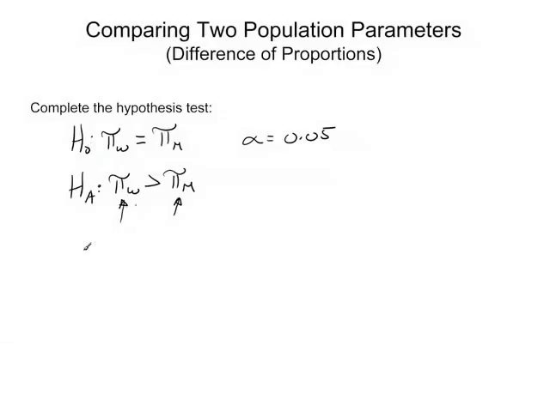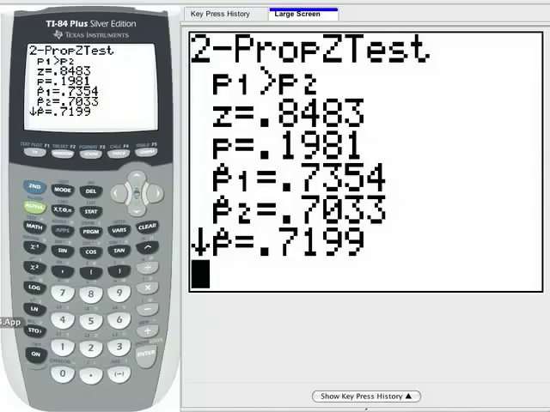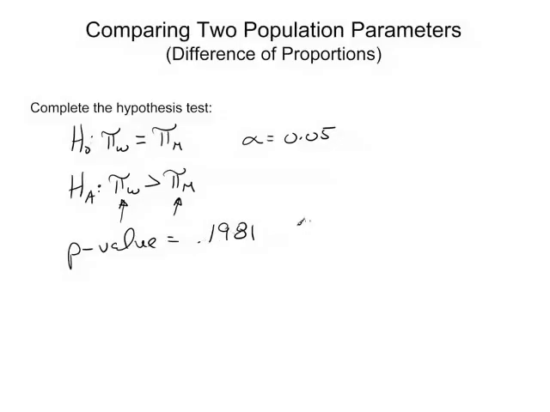So the p-value was 0.1981. Therefore, we would fail to reject.